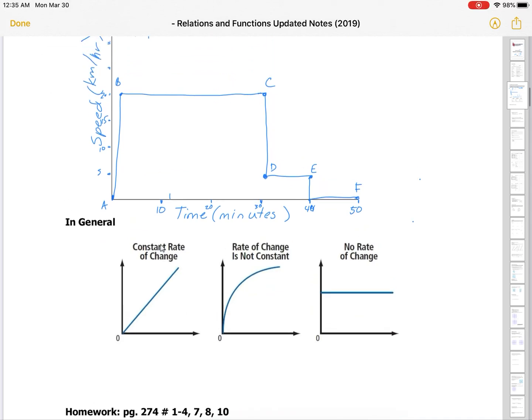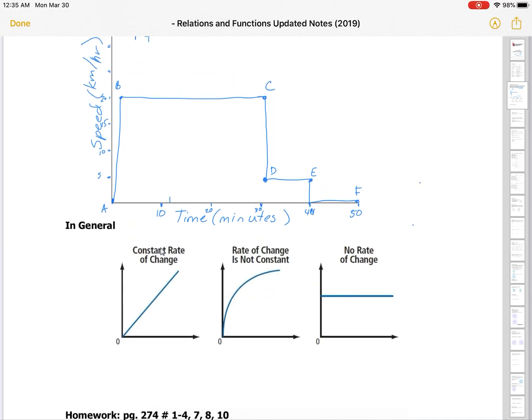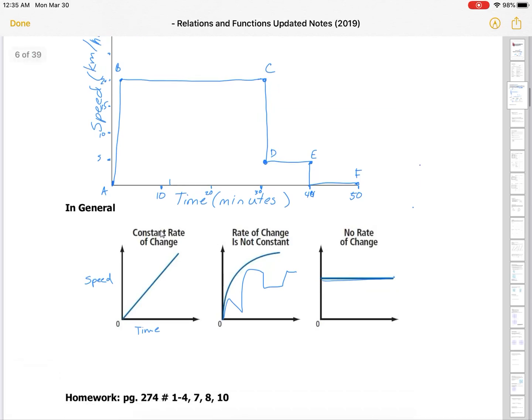In general, if we're looking at time versus speed, a constant rate of change means the speed is going up steadily. If the rate of change is not constant, we're going to see more of a curve or changes in the graph. No rate of change is going to give us a flat line. It stays the same.